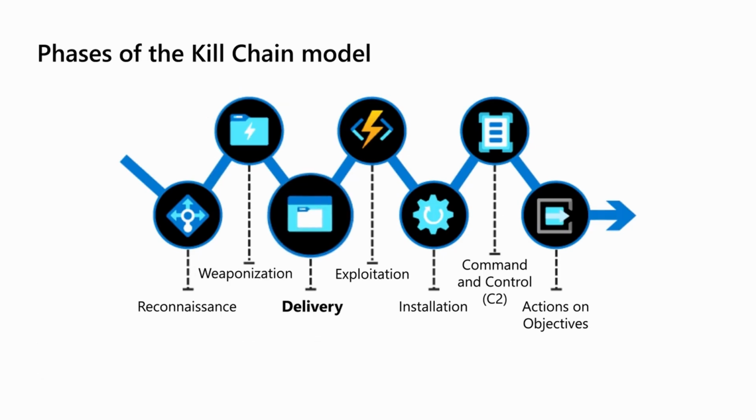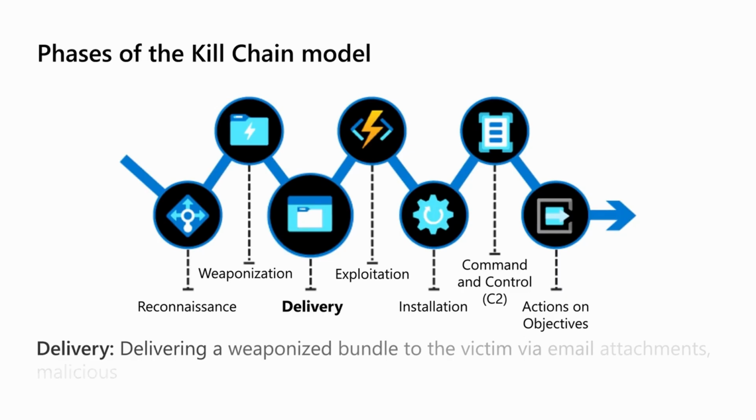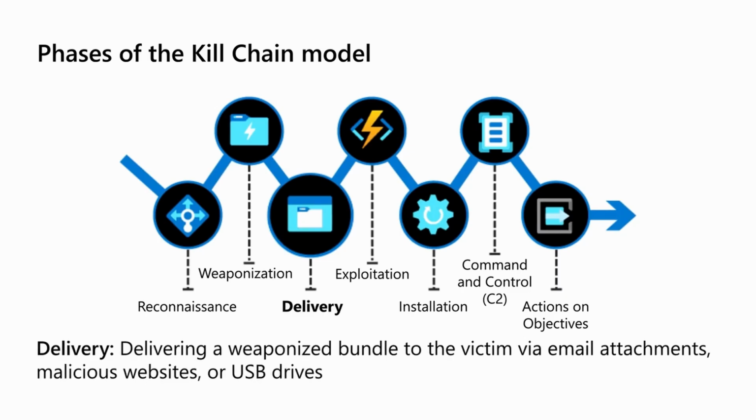In the delivery phase, attackers employ various methods to deliver the weaponized bundle to their intended victim. This can be done through email attachments, malicious websites, or USB drives. The goal is to trick or entice the victim into opening the weaponized bundle, unknowingly granting access to their system.